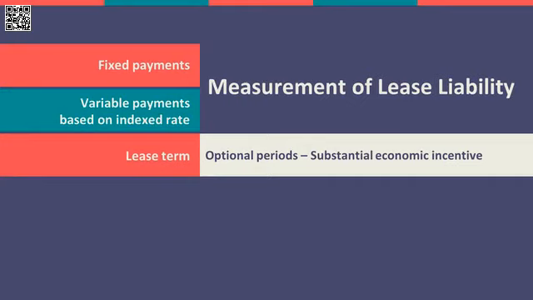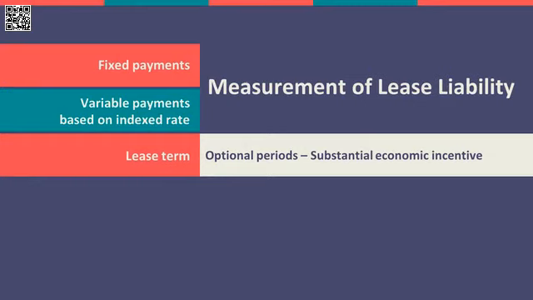Now, when you read the standard on this, it says consider all the facts and circumstances in making this decision. And in the exam, you must do the same. You must consider all the facts and circumstances and decide whether there is a substantial economic incentive to take the optional period. If there is, include it within the measurement of the lease liability. If there isn't, exclude it from the measurement of the lease liability.